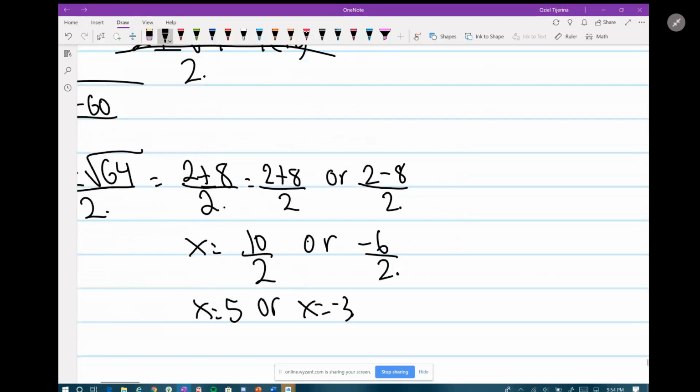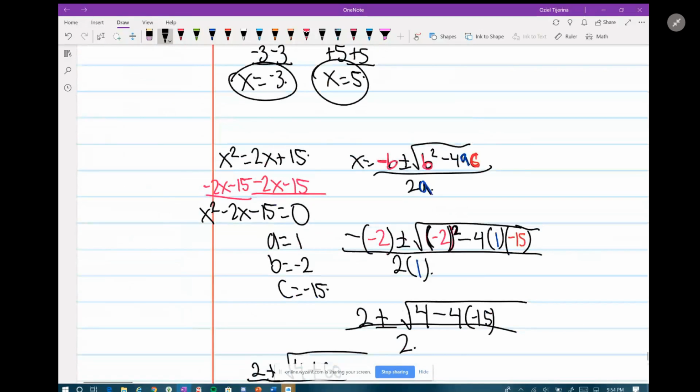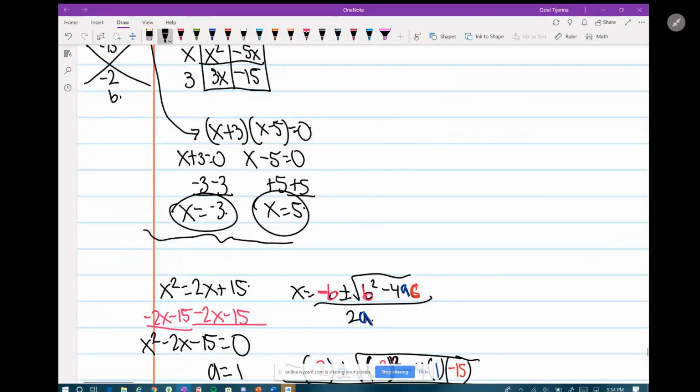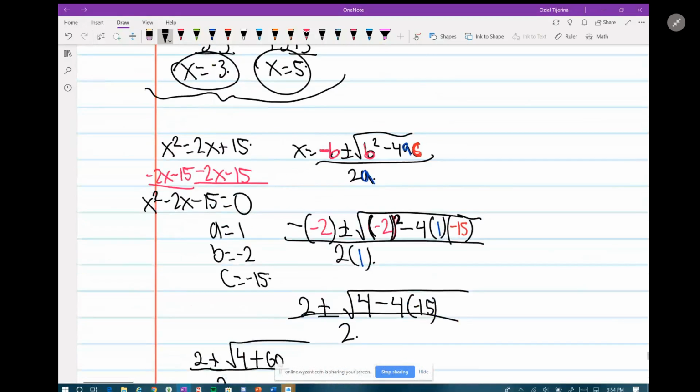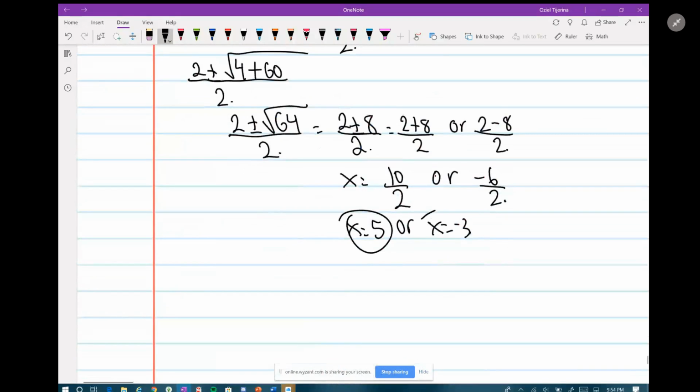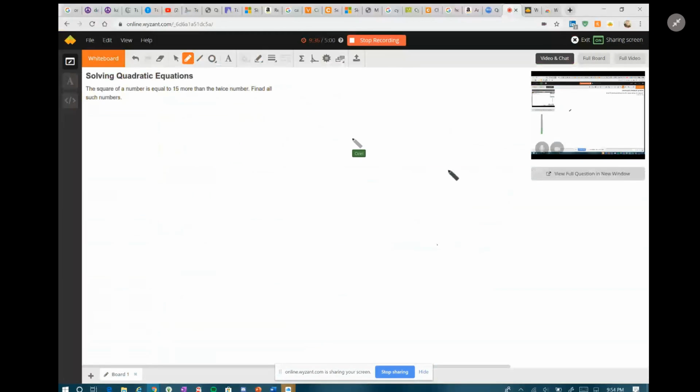And as you can see, it's the same thing that we got up here: x equals 5 or x equals -3. So yeah, I hope this helps. If you have any questions, please let me know. But that's basically how you do this quadratic equation. It's a quadratic equation, really. It's just in a word problem. So yeah.